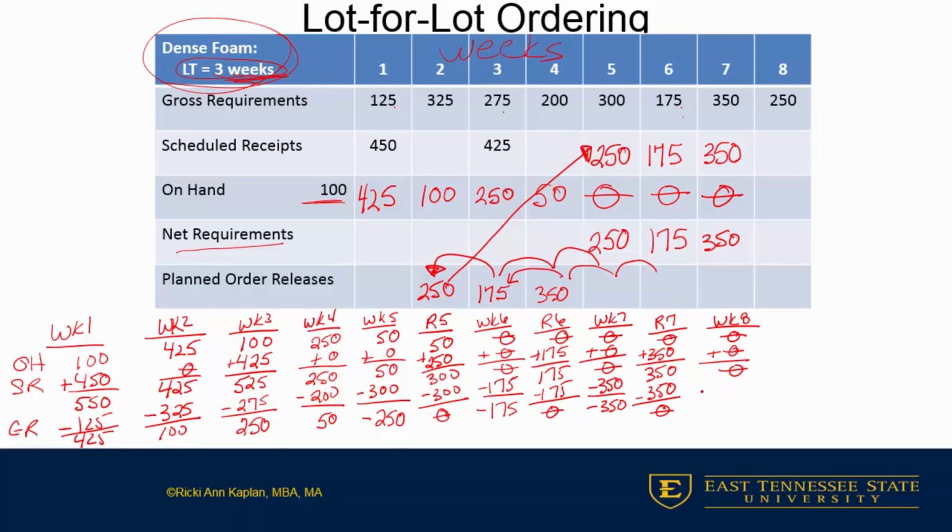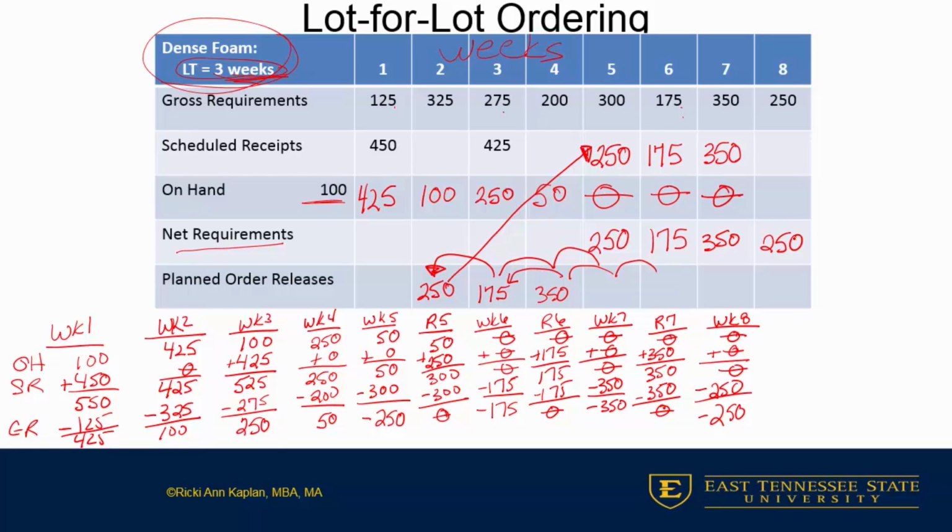How many do I need for week 8? Plan on using, my gross requirements is 250. That leaves me 250 units short. So I have a net requirement, a need of 250 units for week 8.